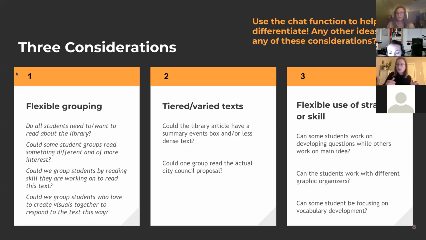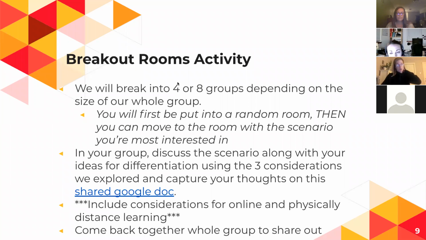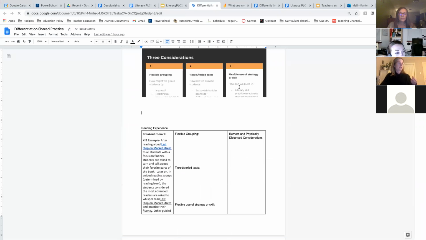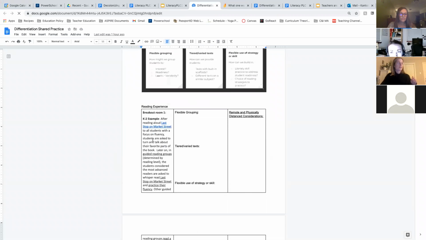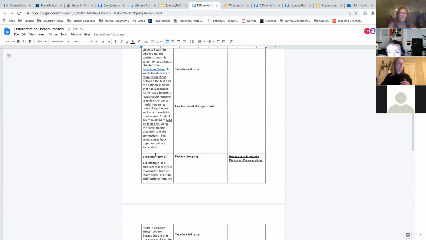Okay, so let's get into some groups to do a little more practicing with some more scenarios. So here's what we're going to do. We're going to break into 4 different groups, because I think there'll be 5 or 6 per group. In your group, click onto this shared Google Doc, and you will see we have our 3 considerations here for a reminder. There are going to be 4 different breakout rooms. Each room is going to be assigned a scenario, okay? Depending on where you're at with your teaching, a K-2 example, 3-6, 7-8, and then more high school.